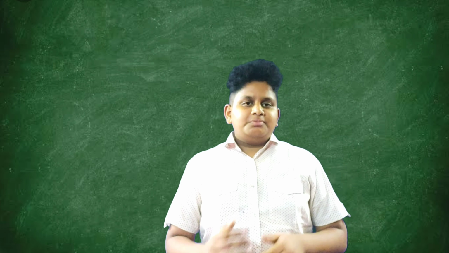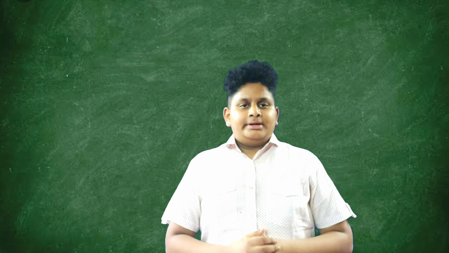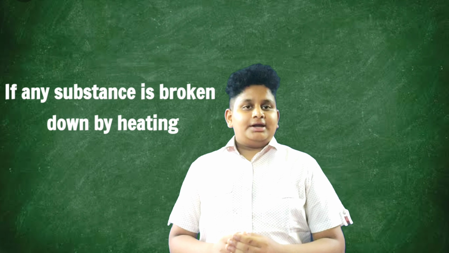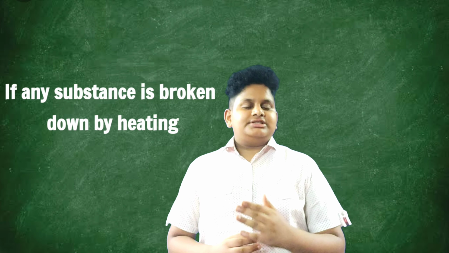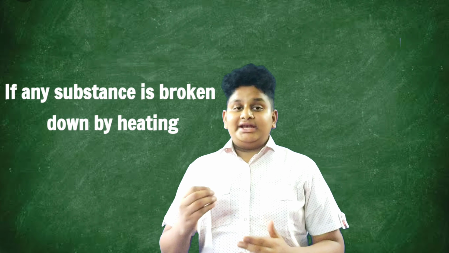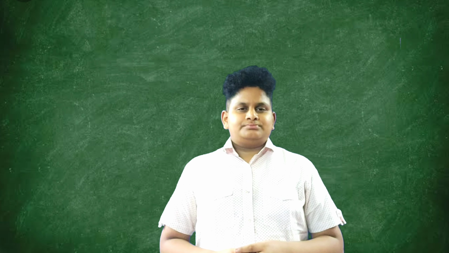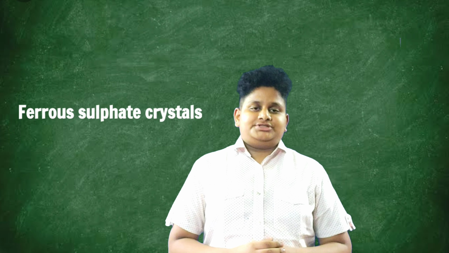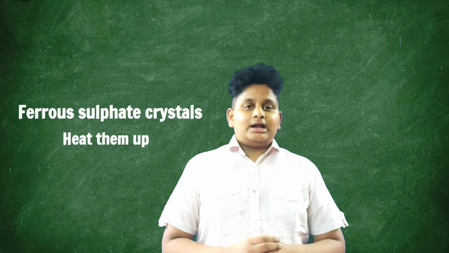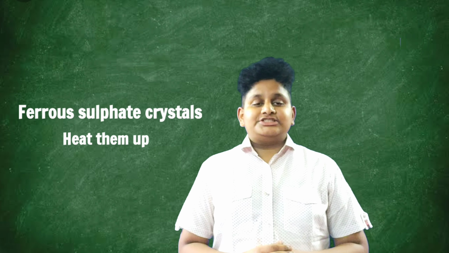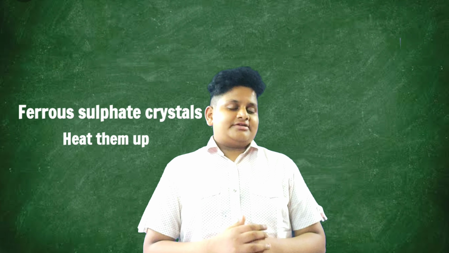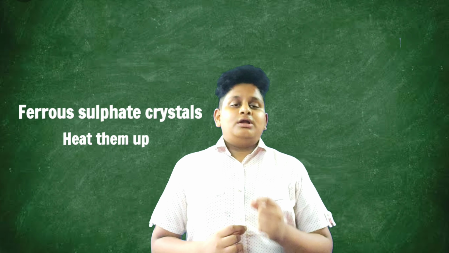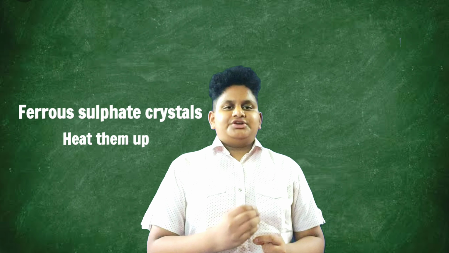Within decomposition reaction, we have another type. It is thermal decomposition reaction. If any substance is broken down by heating, or there is any change in color or state by heating, then it is known as thermal decomposition reaction. Let's take an example. Take a few pieces of ferrous sulfate crystals. Heat them up, and note the color before heating. After heating, check the color of the ferrous sulfate crystals. You see the change in the color. So this is the example for thermal decomposition reaction.